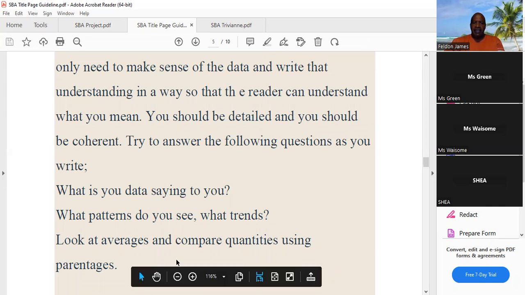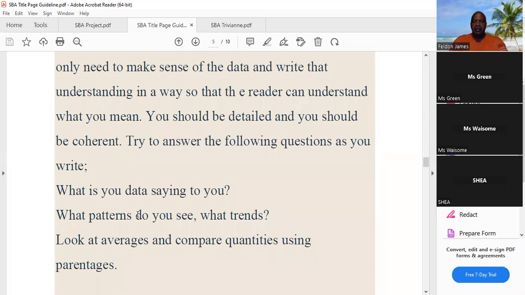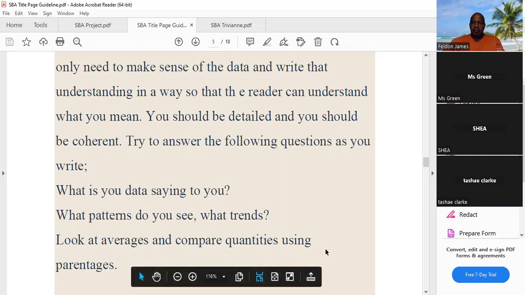Look at averages. Remember, in statistics, you have three different types of averages. By the time you are ready to write up some part of your SBA, we would have gone through some of these in statistics, all right? So hopefully, when you're writing up, you would have already gone through some statistical concepts so that you would know exactly how to write them, all right?